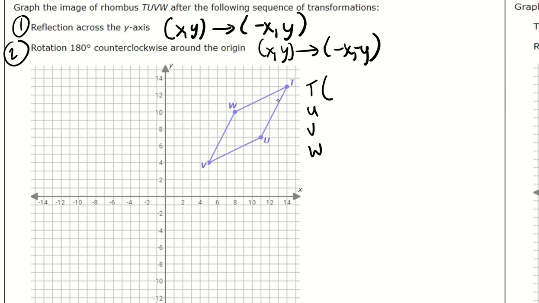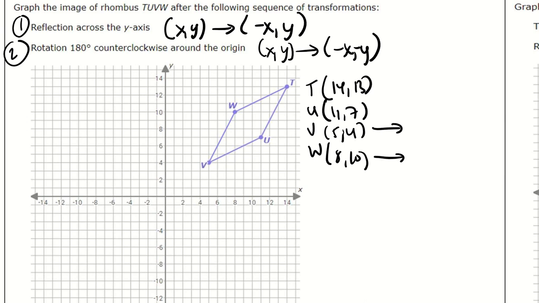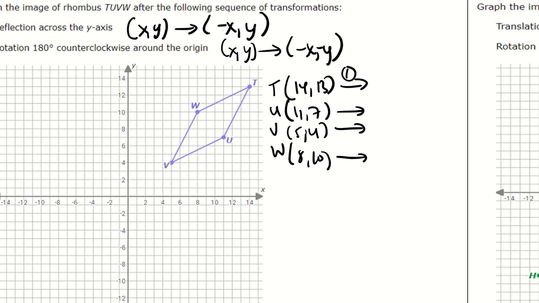All right. So T is 14 and 13. U is 11, 7. V is 5, 4. And W is 8, 10. And so what we're going to do is do the transformations. So we're going to do the first transformation. So the first transformation is the x has a negative in front of it. So we're going to put a negative in front of the x.